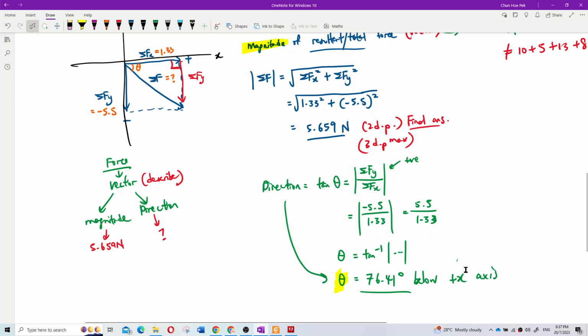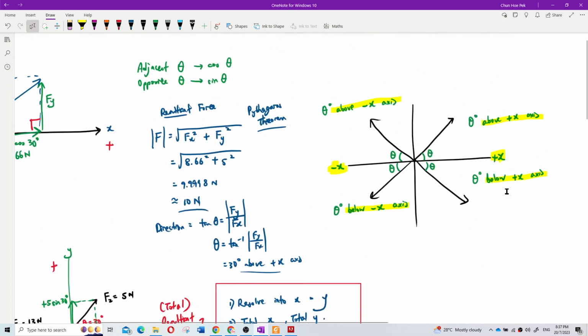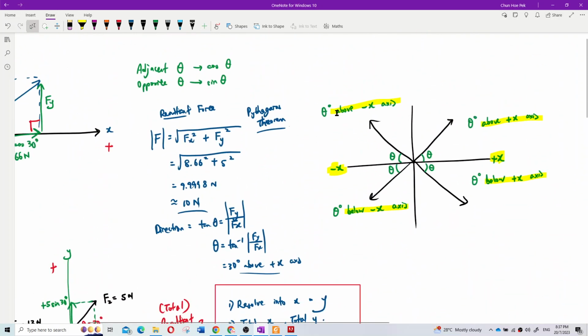Okay, class. If you go to programming, they don't put 76.41 below positive axis. They don't have the words below positive axis. These words, below positive, above negative, below negative, this is our matriculation format. Our matriculation format uses this way to describe direction. Understand? We always mention the direction in this form, in matriculation.